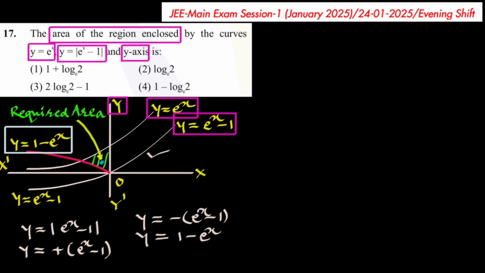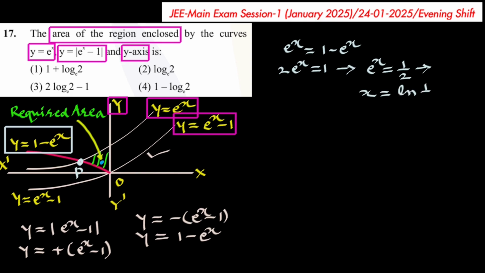Before that, we have to find the coordinates of this point of intersection, say P. For that, we will solve the curves e raised to x and 1 minus e raised to x simultaneously by equating them. That gives 2 e raised to x equals 1, e raised to x equals half. So that gives x equals ln half or minus ln 2. So the coordinates of point P will be minus ln 2 comma 0, this point here.